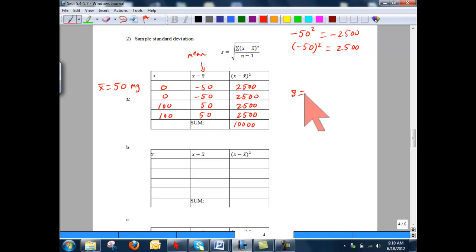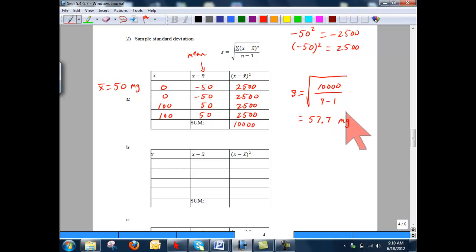Now let's compute the standard deviation. It's a formula that says take the square root of a fraction. In the numerator, I put the quantity I just computed with the table, the 10,000. In the denominator, I put n minus 1, and n, remember, was the number of data values. So in this case, 4 minus 1. So that's 3. 10,000 divided by 3, take the square root, and get 57.7. And the units are milligrams.